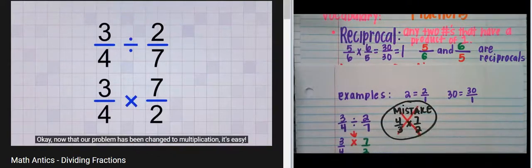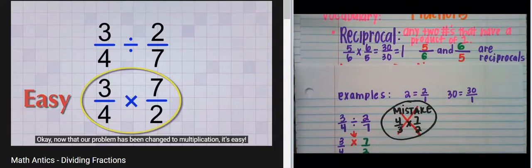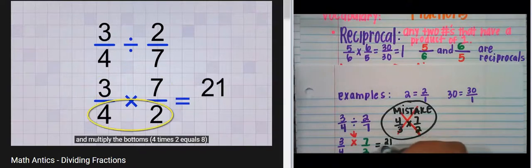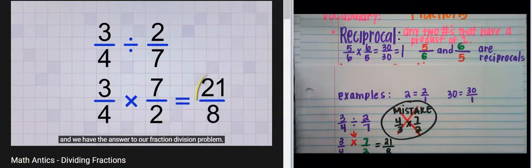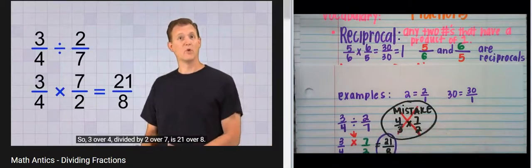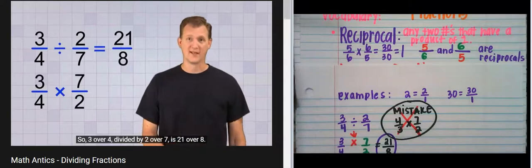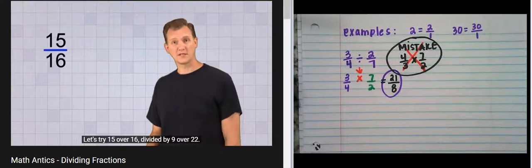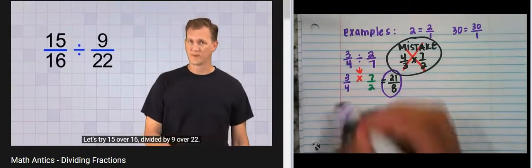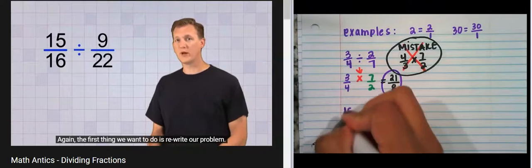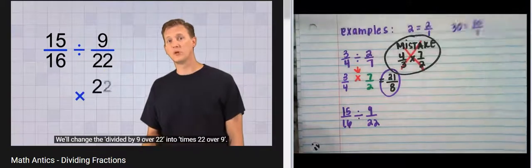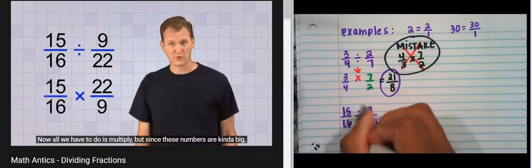Okay, now that our problem has been changed to multiplication, it's easy. Just multiply the tops, 3 times 7 equals 21, and multiply the bottoms, 4 times 2 equals 8. And we have the answer to our fraction division problem. So 3 over 4 divided by 2 over 7 is 21 over 8. So that's pretty easy, but let's try one more example. Let's try 15 over 16 divided by 9 over 22. Again, the first thing we want to do is rewrite our problem. We'll change the divided by 9 over 22 into times 22 over 9. Now all we have to do is multiply.